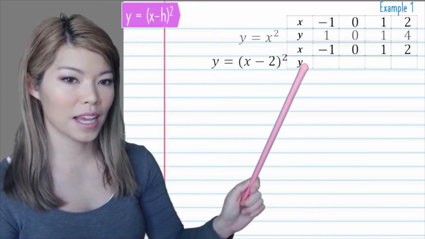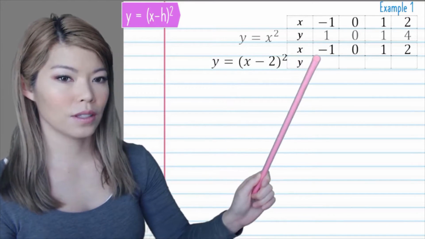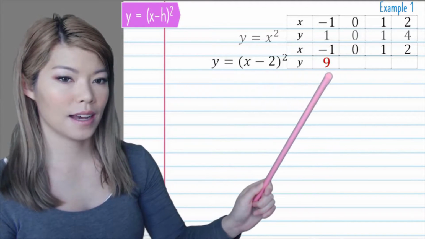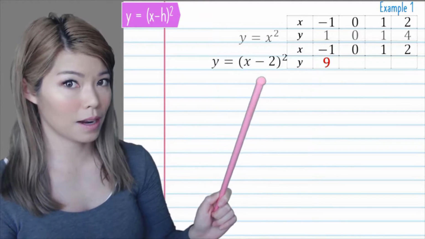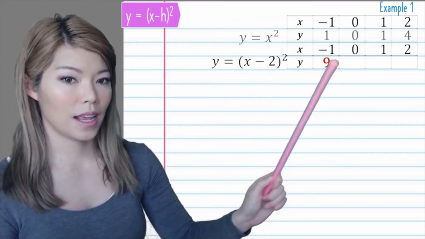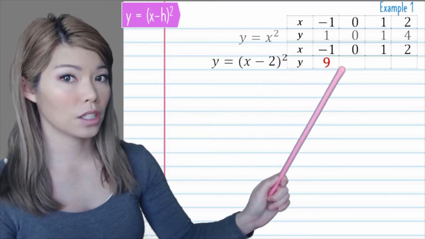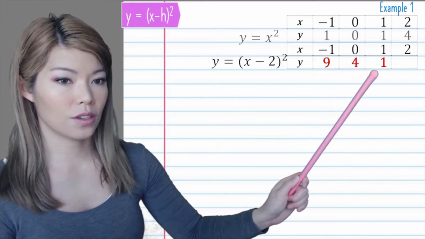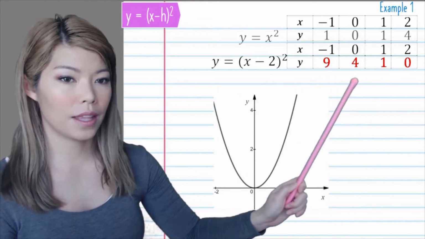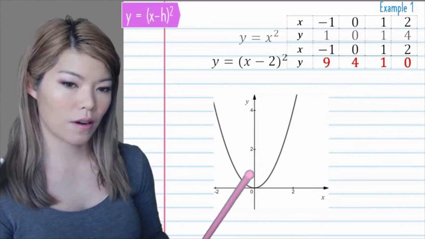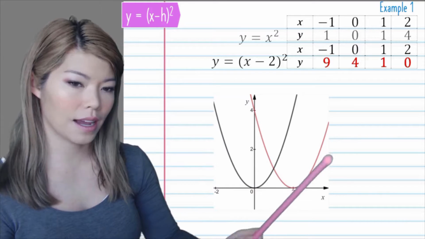So we can draw a table and find our y values. When x is 1, sub that in, we get 1 minus 2 is minus 1, squared is 1. When x is 0, we have 0 minus 2 is minus 2, minus 2 squared is 4, etc., etc. And we can plot these. So this is x squared, and when we plot the other graph, we obtain this red line there.